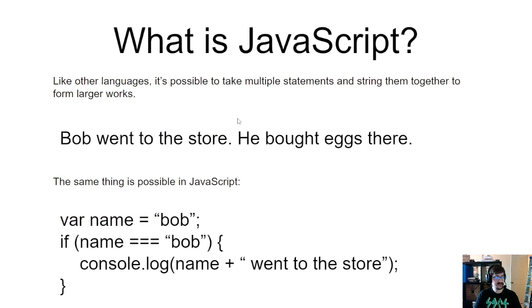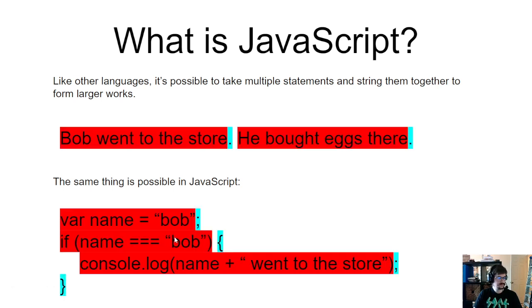You can also take multiple statements and string them together. So in English: Bob went to the store. He bought eggs there. And in JavaScript: var name equals Bob; if name equals Bob, console log name plus "went to the store". What I've done here is that each one of these at the top is a sentence in red. Bob went to the store, and he bought eggs there.